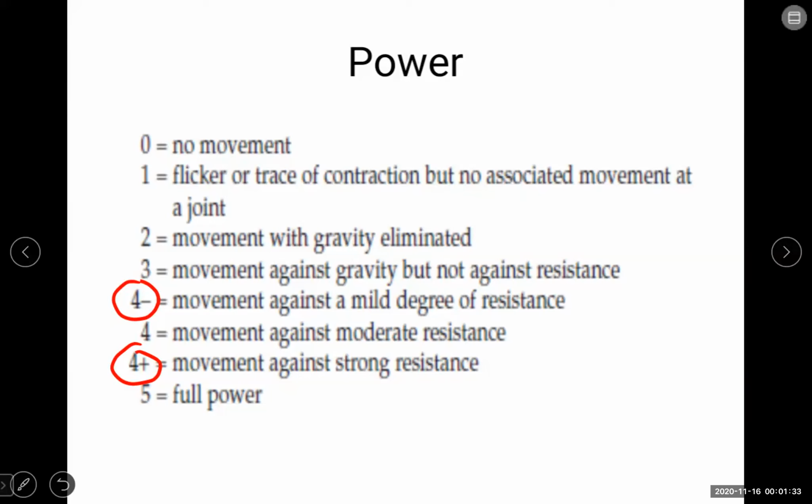And 3, as I mentioned, is a movement against gravity, and 2 would be with gravity eliminated. So if this is your leg, moving it up would be with gravity, whereas moving it on the bed itself from side to side would be with gravity eliminated. And 1 is basically any flicker or any mild contraction that you see with no associated movement across any joint. The muscle tends to contract, which you can visibly see, but doesn't have any purpose. That would be a grade 1.